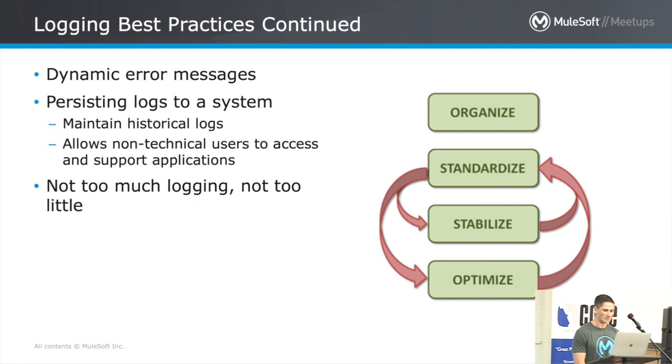So best practices continued. Dynamic error messages. Be sure to log those dynamic error messages along with your transaction ID. You want to know when an error occurred, what that actually tied to. Persisting logs to an external system when you can. I would definitely recommend persisting logs to an external system. You can maintain historical logs. So like I said, if you're deploying to CloudHub, those will roll. So you either want to persist those CloudHub logs or log to an external system that you can control.